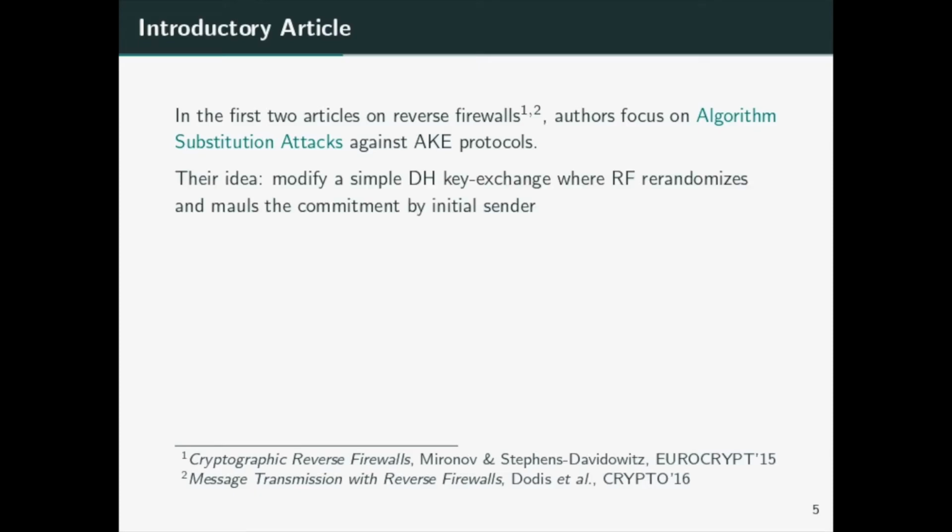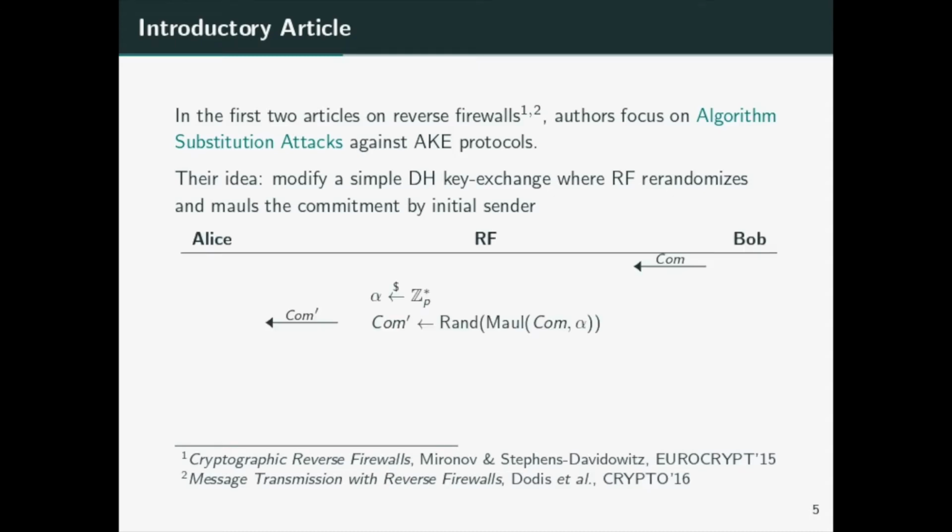Their idea is to simply modify a basic Diffie-Hellman key exchange where the reverse firewall will re-randomize and mold the commitment of the initial sender. So, for example, if the initial sender is Bob, Bob will send a commitment of his public key to the reverse firewall, who will generate a random element alpha and randomize and mold the commitment into com prime, which the reverse firewall will then forward to Alice.